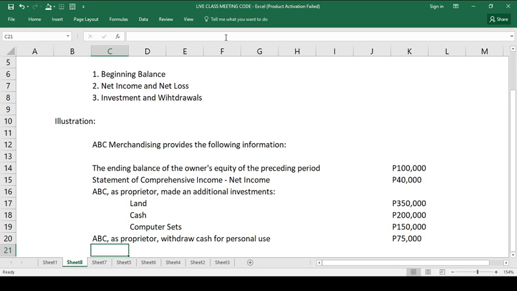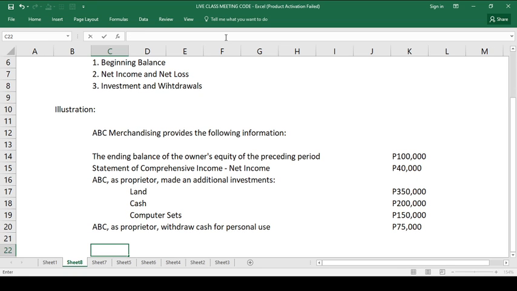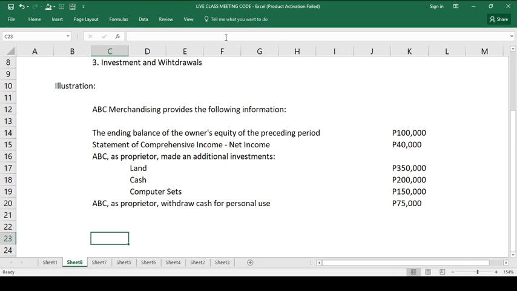And then we are required to prepare the statement of changes in equity. So how are we going to prepare it? There is only one format or presentation of the statement of changes in equity. There is no other format, unlike the income statement, which has two ways of presentation. Unlike the balance sheet, which also has two ways of presentation. Same with cash flow, which also has two ways to present. For the statement of changes in equity, there is only one format we can use.